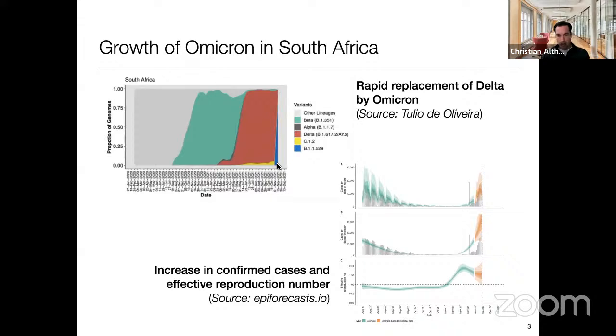At the same time, we also saw here on the bottom right, after a decline of the epidemic caused by Delta in South Africa, a rapid increase again in cases here shown on the top, and that translates then to an effective reproduction number that used to be below the critical threshold of 1. So the epidemic was declining, but then was rapidly increasing to very high levels, also indicating that this new variant indeed might spread better in South Africa and elsewhere.